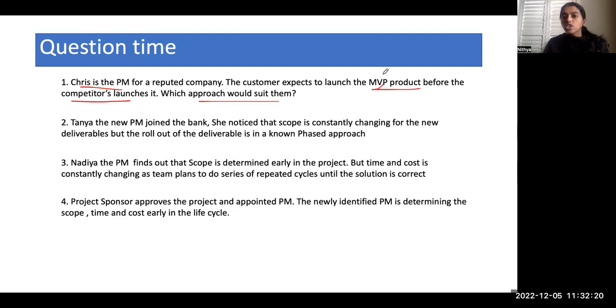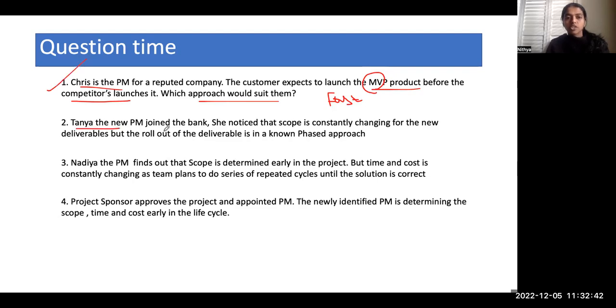They wanted to launch the MVP as soon as possible. Here, fast is the goal. If you think of our incremental approach, that is where we do small frequent deliveries and fast speed is the goal, and that's the keyword for incremental approach. So the first one is incremental.